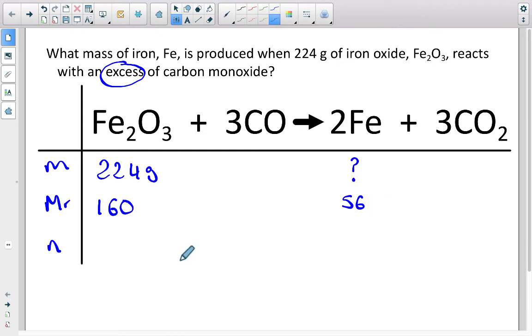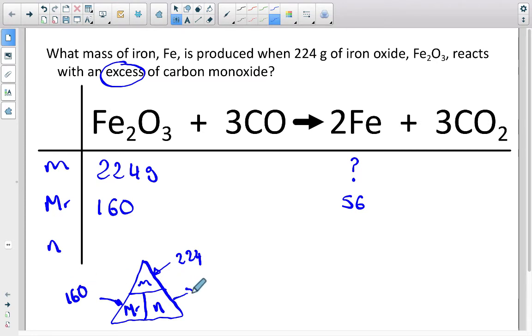As part of students' work looking at moles, they should now be able to convert between mass and relative formula mass. This relationship can be usefully summarised in this form. At the top we have mass, relative formula mass, and number of moles. If we put into our equation the 224 grams of iron oxide and a relative formula mass of 160, we have a number of moles of 1.4. And we can pop that into our table so that we can keep track of our data.